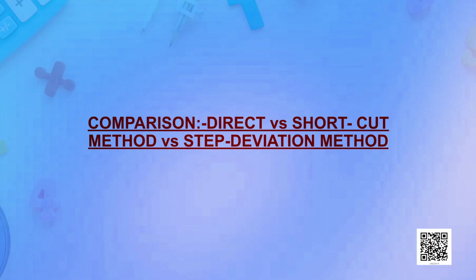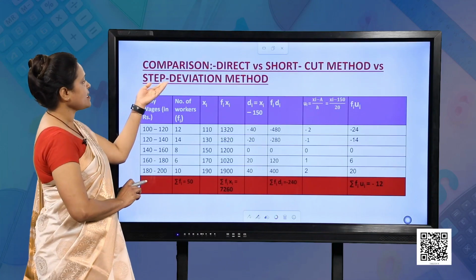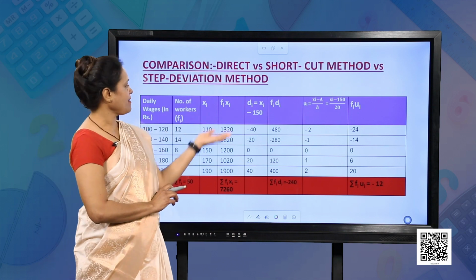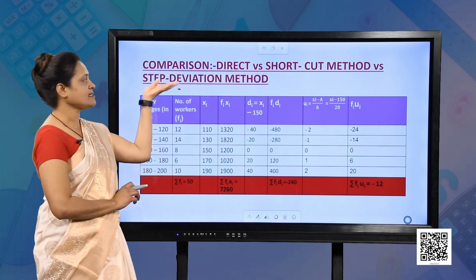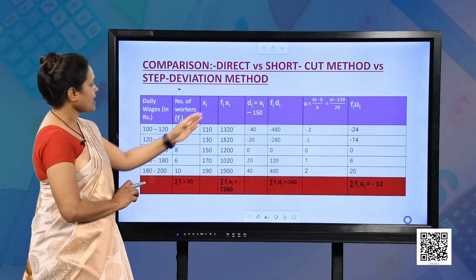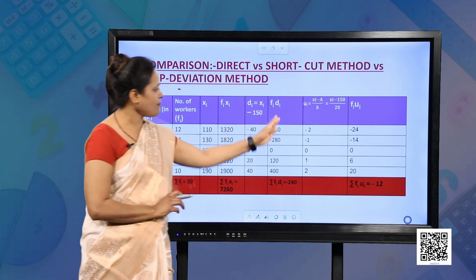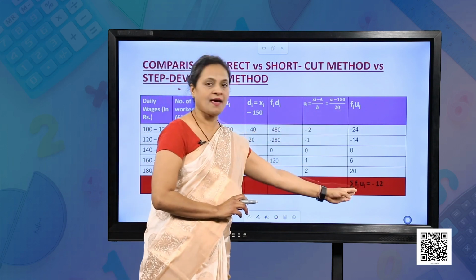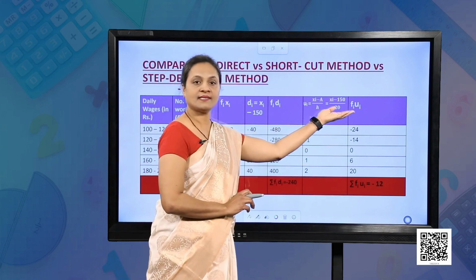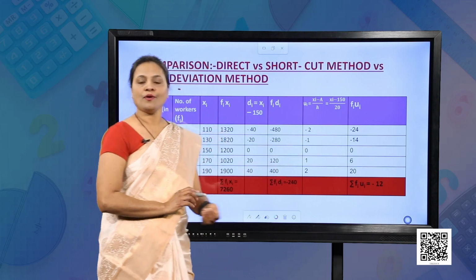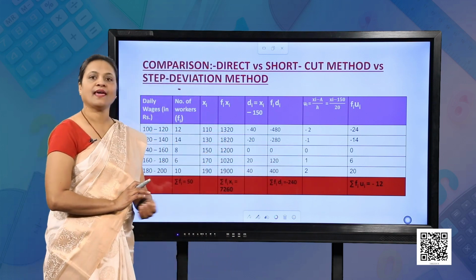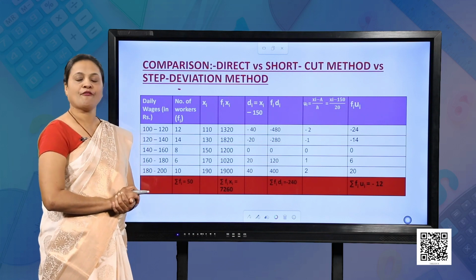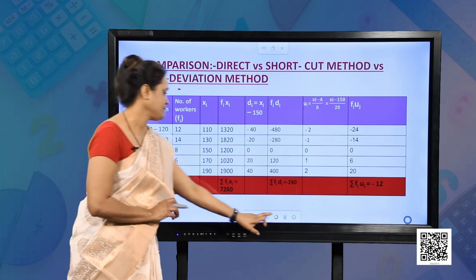So, students, now let us compare these three methods. You can see that we now have in front of us calculations of direct, shortcut as well as step deviation method. We can see that among these three methods, the calculations are simplified in step deviation method. So, you can judge, looking at the question, which of the methods is most appropriate for that question.